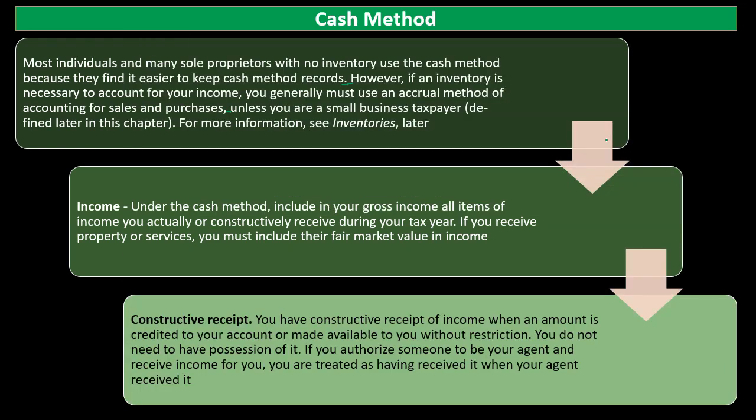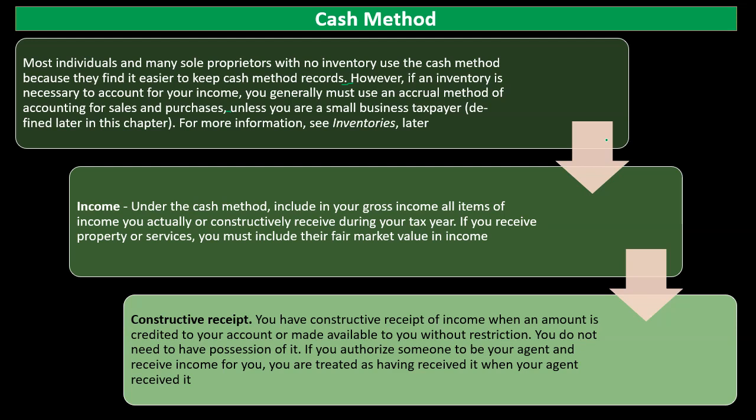So, constructive receipt. You have constructive receipt of income when an amount is credited to your account or made available to you without restriction. You do not need to have possession of it. If you authorize someone to be your agent and receive income for you, you are treated as having received it when your agent receives it.